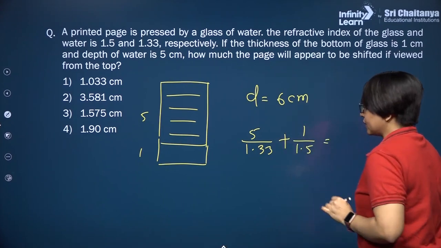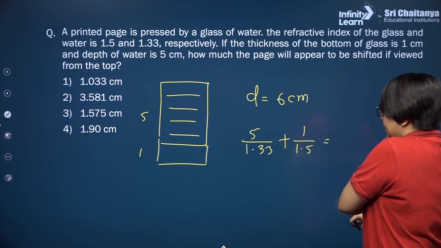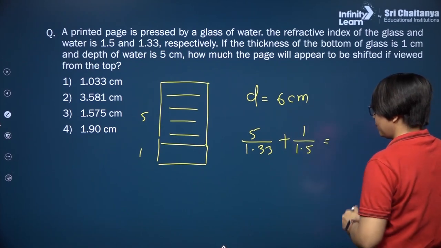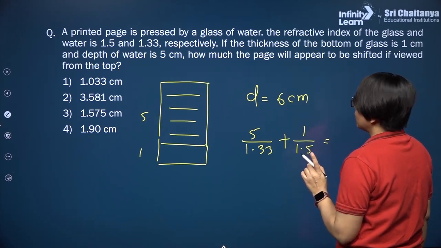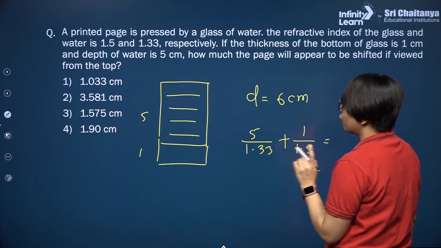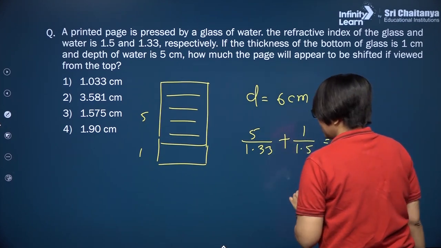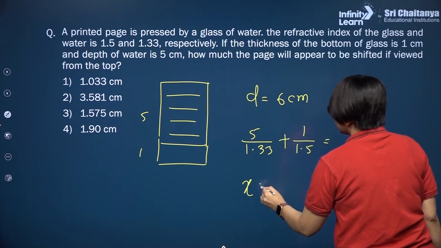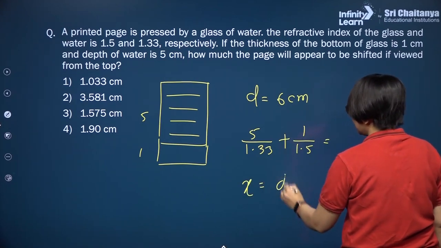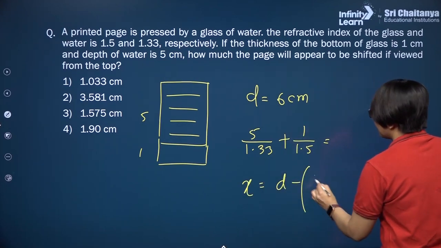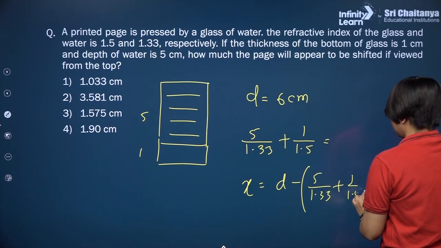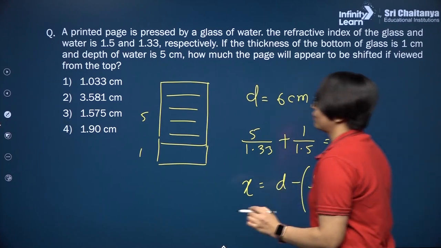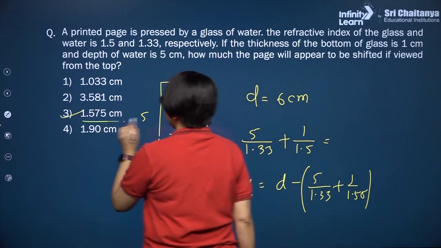So you will get the apparent thickness in this case around 4 point something. Now if you find this shift, that is D minus this apparent thickness, your correct answer will be 1.575 centimeter.